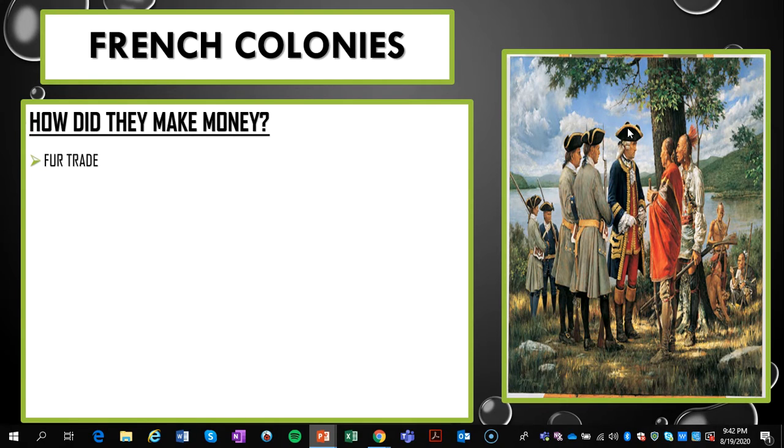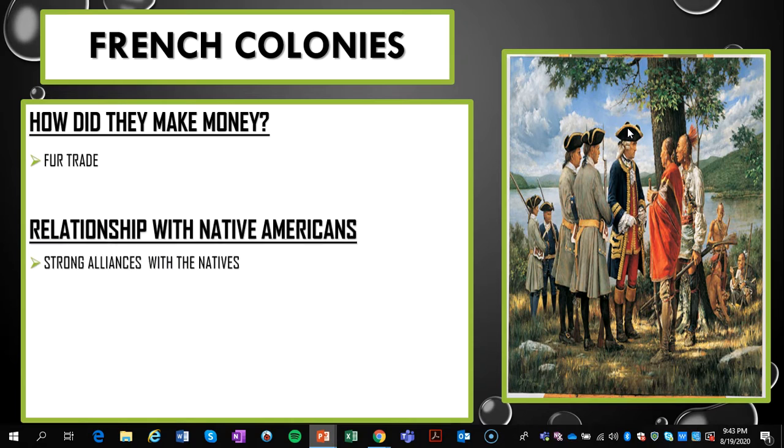So, how did the French colonists make money? They were dependent on the fur trade. A lot of the furs that they would trap were beaver pelts. They would trap those furs, and then they would ship them to Europe. And in Europe is where they would trade a lot of these beaver pelts and make a good amount of money. It was a very popular item in Europe at the time.